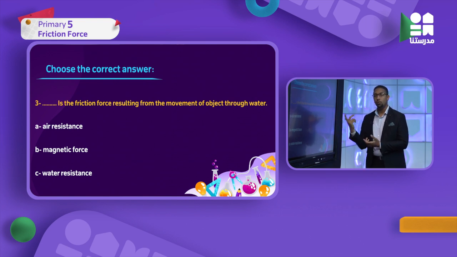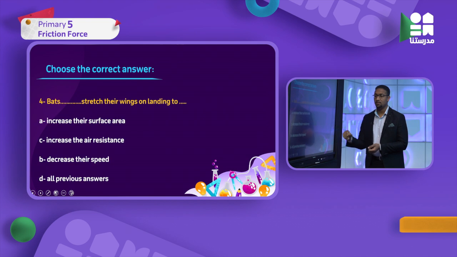Next one. It is the friction force resulting from movement of an object through water. Movement through water is called air resistance, magnetic force, or water resistance? Of course it is water resistance, because the object moves through water. So it is water resistance.